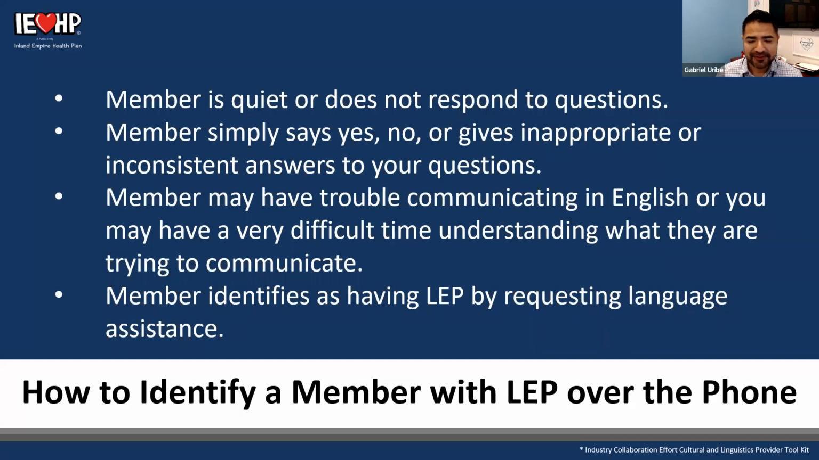Here are some examples of how you can identify someone with limited English proficiency over the phone. Perhaps individuals are quiet and do not respond to questions. They simply say yes or no, or give inappropriate or inconsistent answers. Members may have trouble communicating in English, or may have a very difficult time understanding what they're trying to communicate.